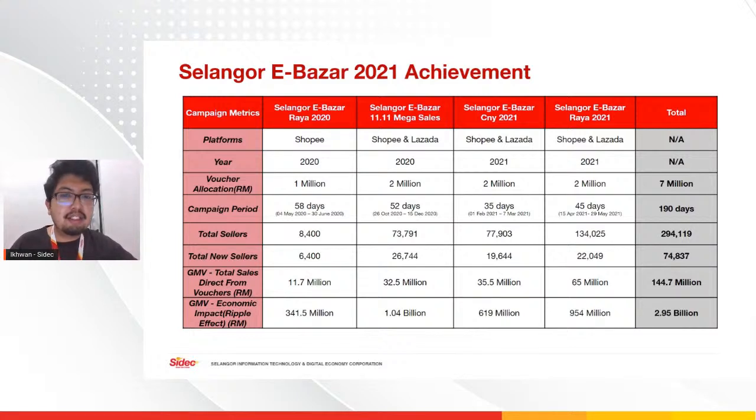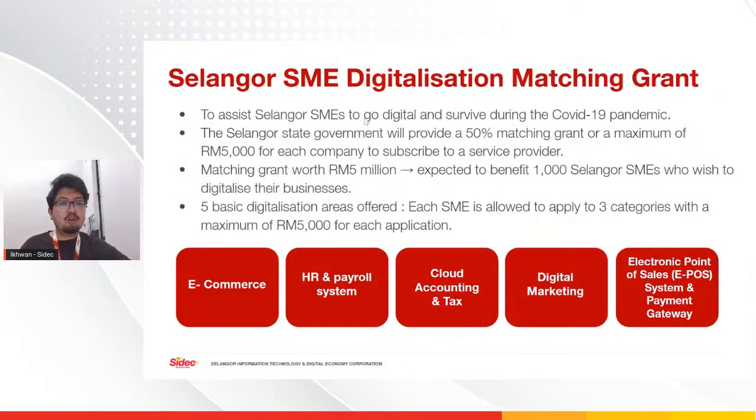Next, we have the Selangor SME Digitalization Matching Grant. If you haven't heard about this before, this grant is open to Selangor SMEs in order to go digital. The Selangor state government has subsidized a 50% matching grant. So if you want to adopt digitalization worth 10,000 ringgit, the Selangor state government will pay 5,000 ringgit. The maximum grant is limited to 5,000 ringgit only. If you want to adopt digitalization in e-commerce, HR and payroll systems, cloud accounting and tax, digital marketing, and also e-POS, you can apply for the grant soon.